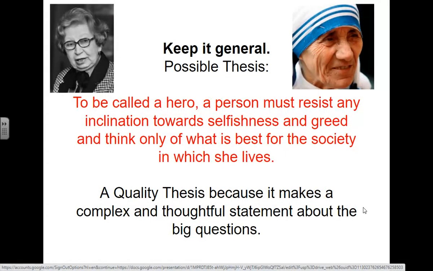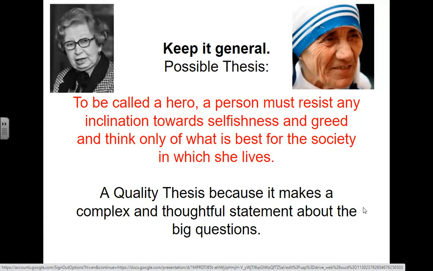Here's an A quality. To be called a hero, a person must resist any inclination toward selfishness and greed and think only of what is best for the society in which she lives. Now that's a pretty strong statement that some people would disagree with. And it's looking at the big picture of being a hero. And so that's probably an even stronger thesis statement.